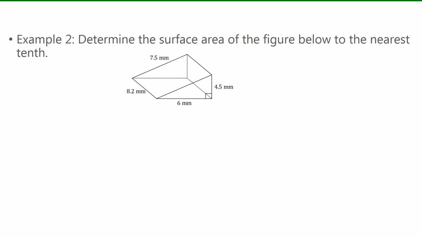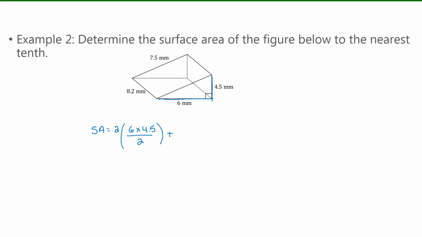So in example 2, we had to determine the surface area of the figure below to the nearest tenth. Let's start with the 2 triangles. There's 2 of them, which I said are equal. Now the base of the triangle right here is 6, and the height of the triangle is 4.5. I'll divide that by 2.